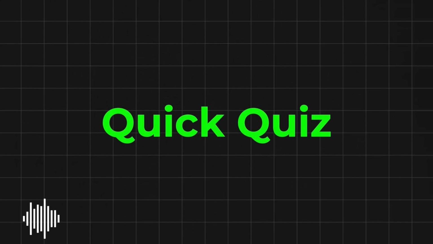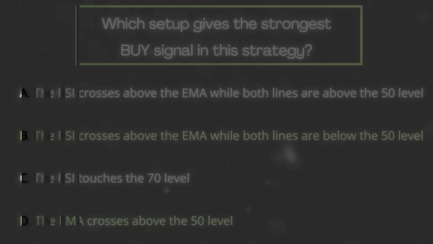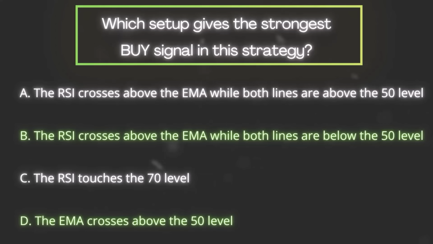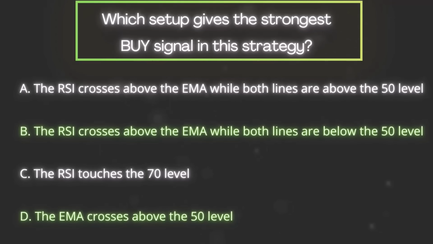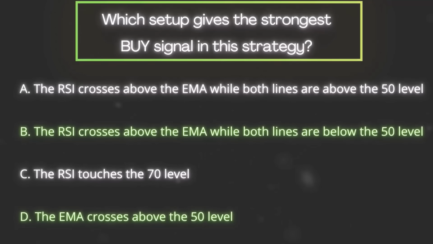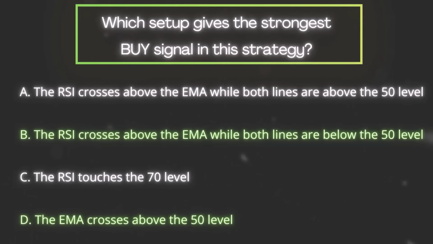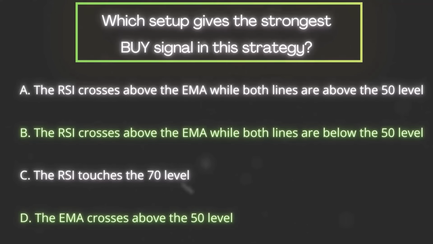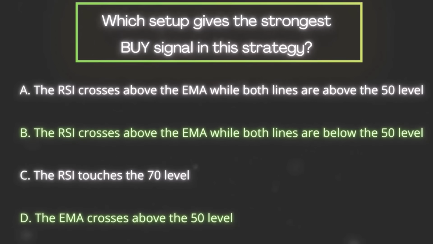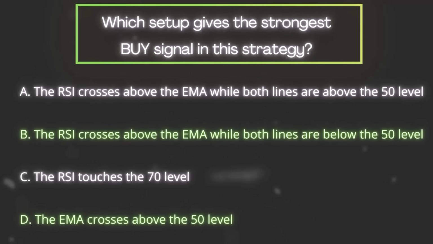Quick quiz. It's time to test your knowledge. Question: which setup gives the strongest buy signal in this strategy? A. The RSI crosses above the EMA while both lines are above the 50 level. B. The RSI crosses above the EMA while both lines are below the 50 level. C. The RSI touches the 70 level. D. The EMA crosses above the 50 level.